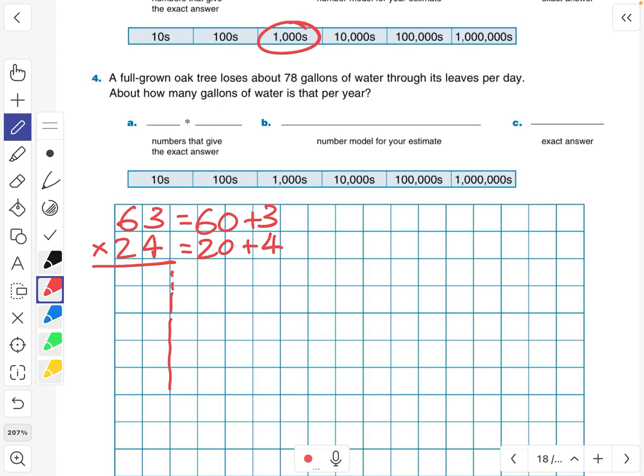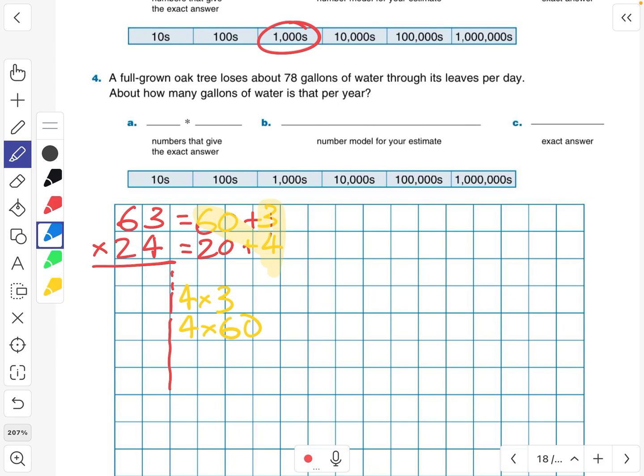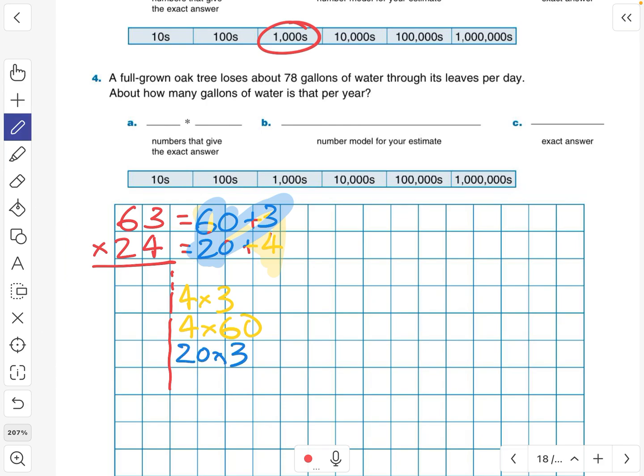We're going to do our partial products. 4 times 3, 4 times 60. Why is that so hard to read? 4 times 3, 4 times 60. And then let's do 20 times 3, 20 times 60. There are 4 of them all together.